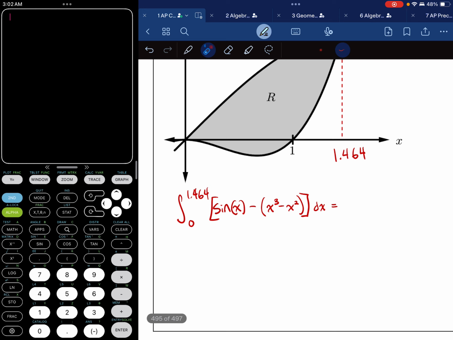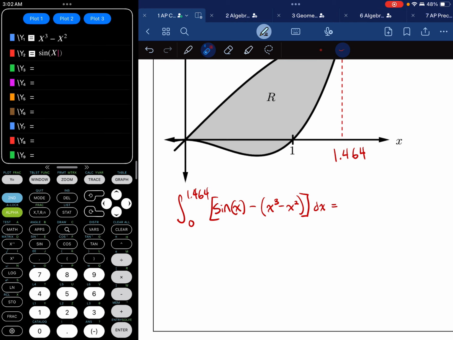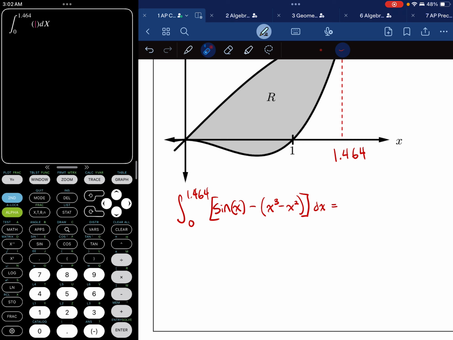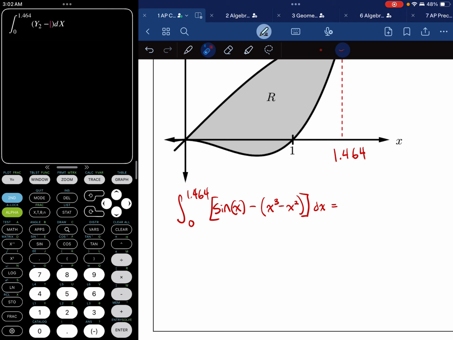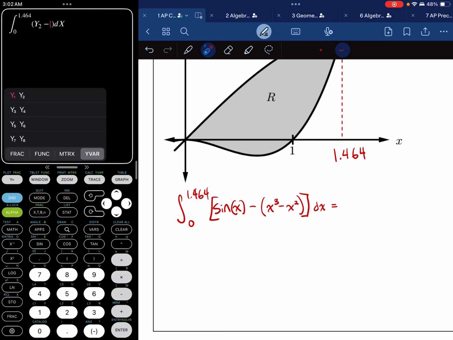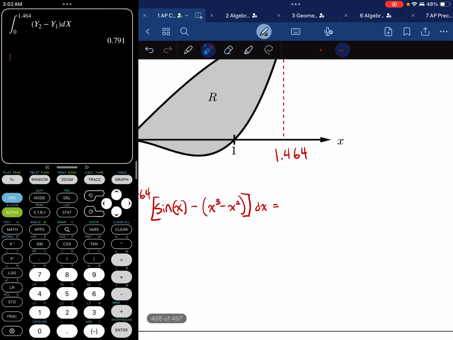All right, so let's get out of here. Let's do math 9, the integral between 0 and that intersection, 1.464. And on the inside, I can just do my y equal to, right? So sine of x is my y2, so I can hit alpha trace, go over here to y2 and enter, minus alpha trace my y1, hit enter, and I get my answer, which is 0.791, and I box it.